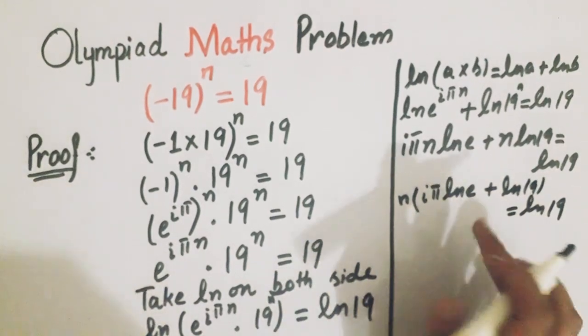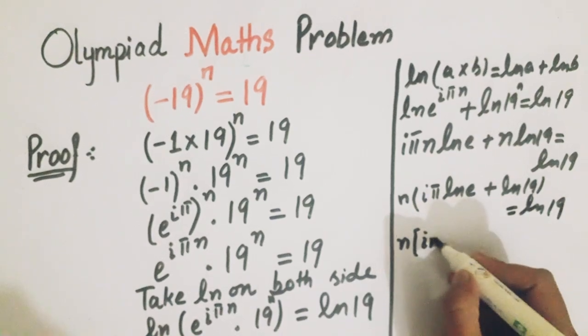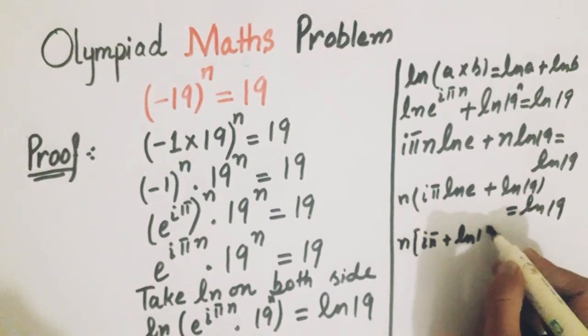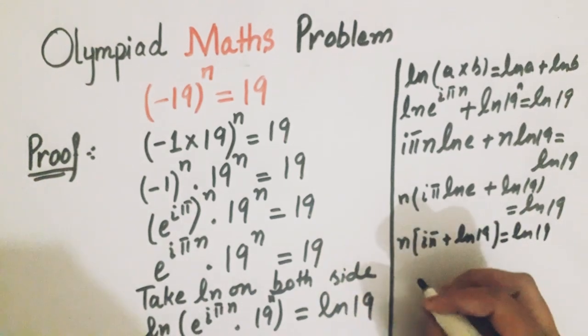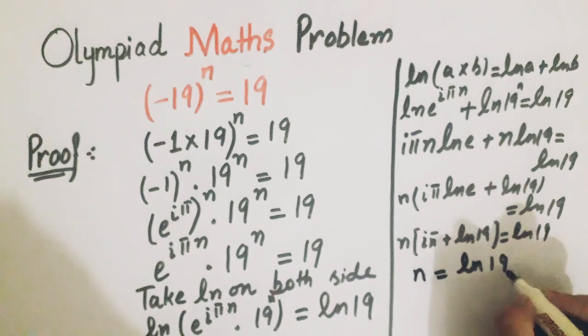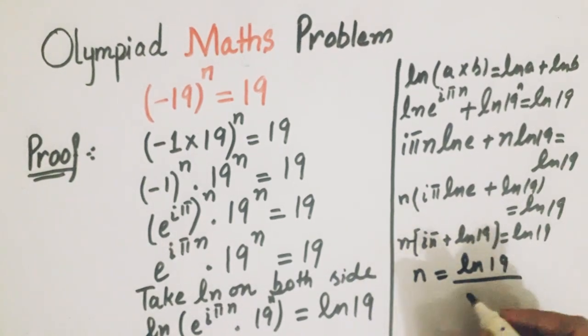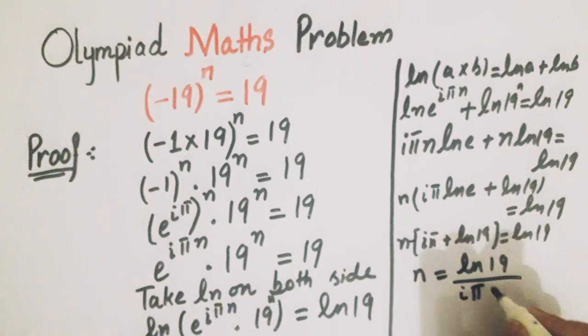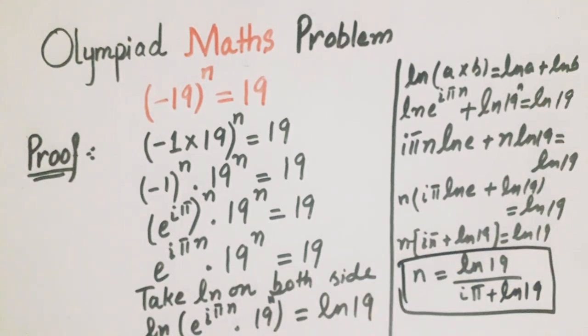Now ln e equals 1. So iπ plus ln 19 equals ln 19. Now we have to find the value of n. So n equals ln 19, and this which is multiplied here will be divided, so iπ plus ln 19. So this is the final answer.